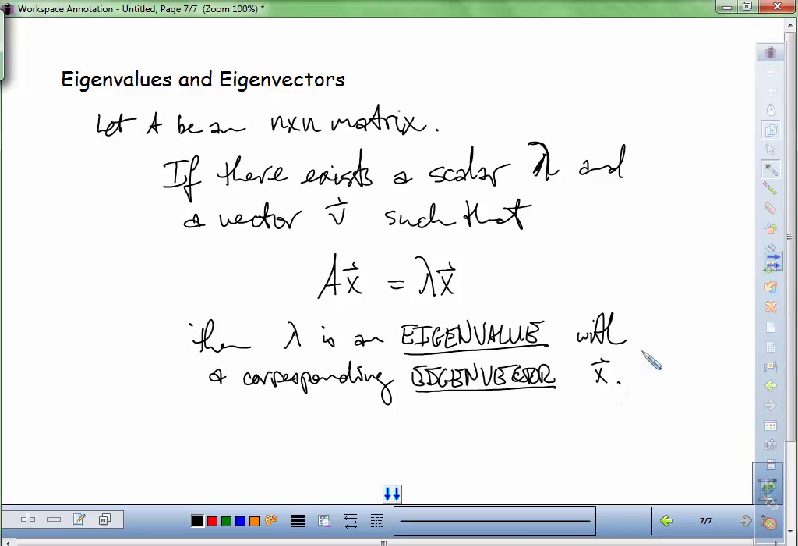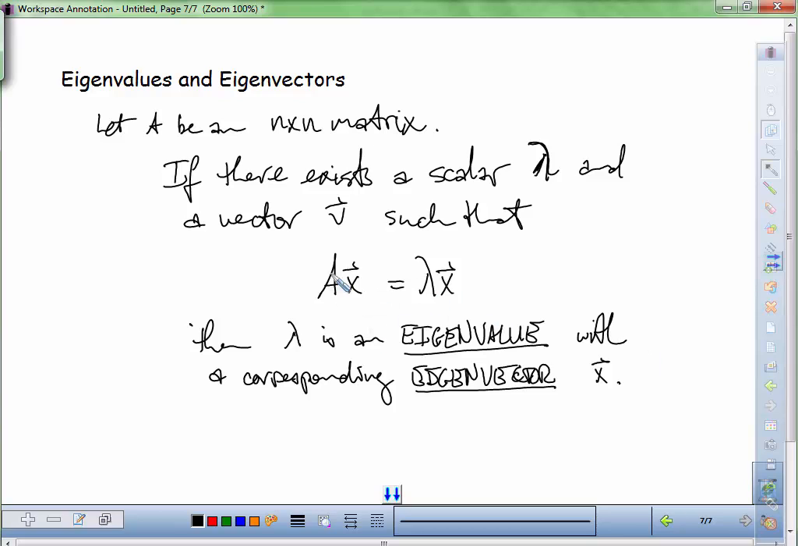Anybody speak German? No, I'll just say, what's eigen? What's eigen? Well, identity would make sense.